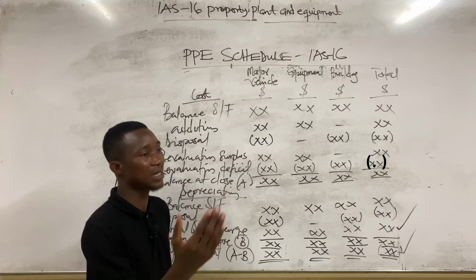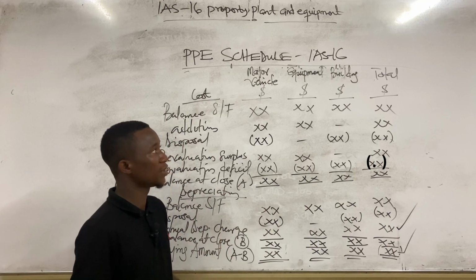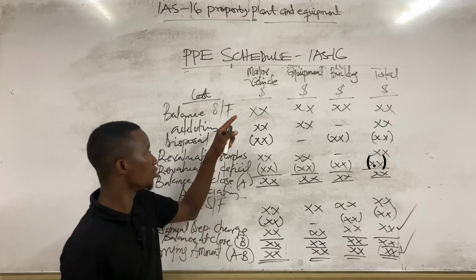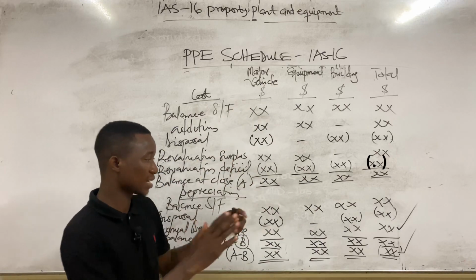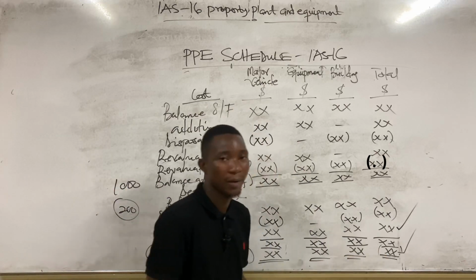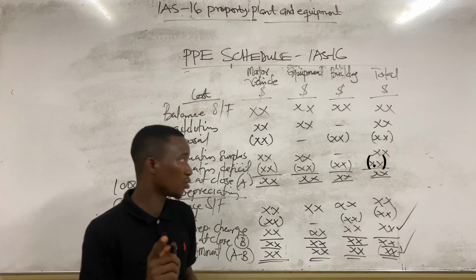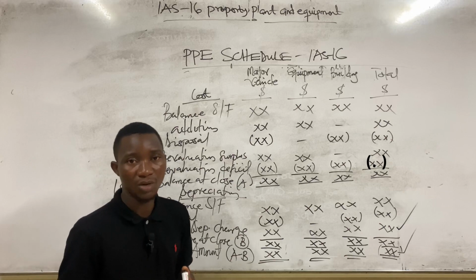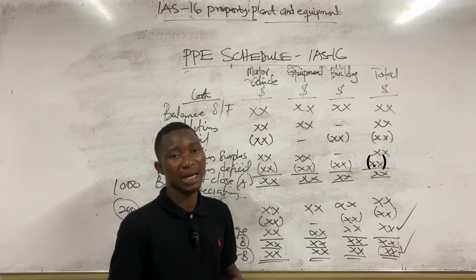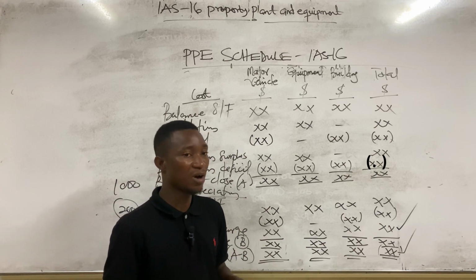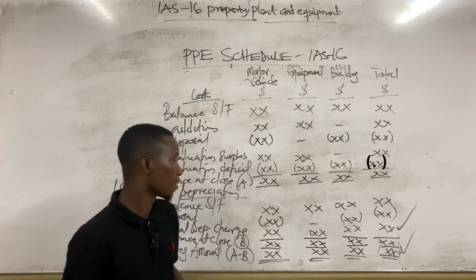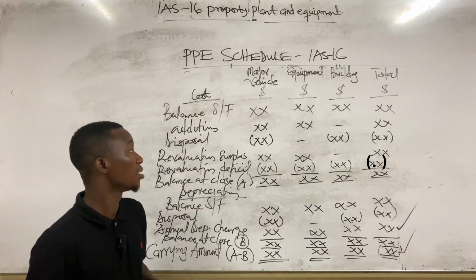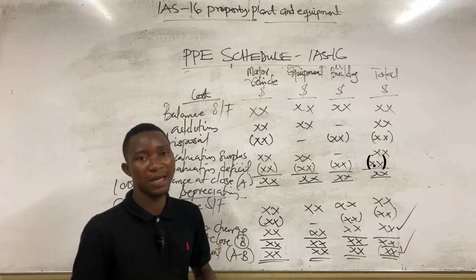Someone can decide to do a scatter calculation somewhere, but sometimes it will be very difficult for you to do this scattered and come and add and get the exact figure for carrying amount. So I will recommend this PPE schedule to you to keep using when you are preparing an account for publication and you are being asked to prepare a PPE schedule. So basically, this is how we prepare a PPE schedule under IAS 16.